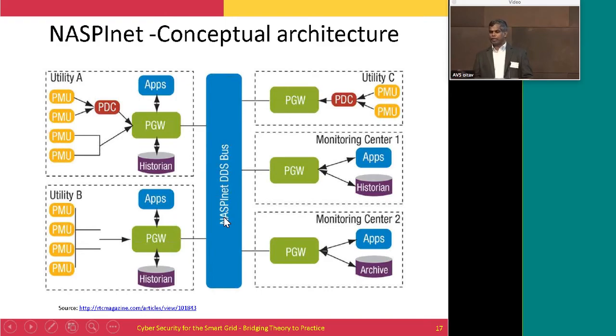The actual implementation could be different. The idea was to connect all the utilities, regional control centers, every entity via the data bus. Internally, they may have their own use of PMU data within the utilities using that hierarchy. Some other units may not necessarily have monitoring, but they are consumers of data and decision makers at the monitoring station. So this is the conceptual architecture.